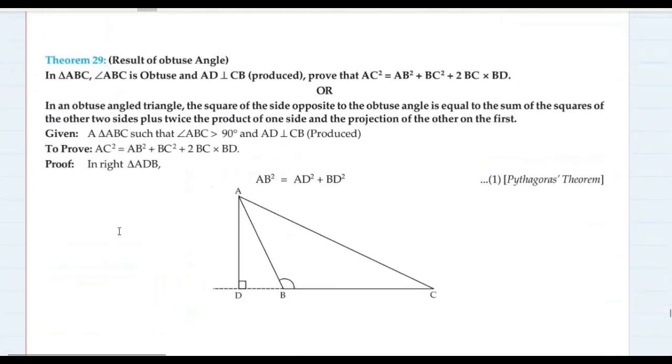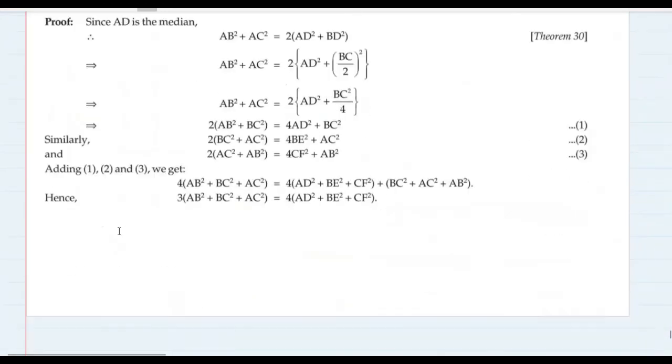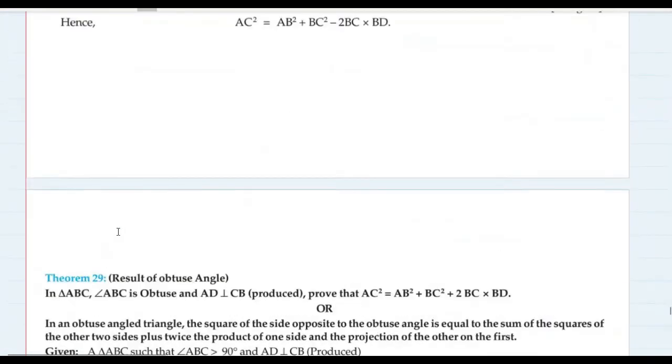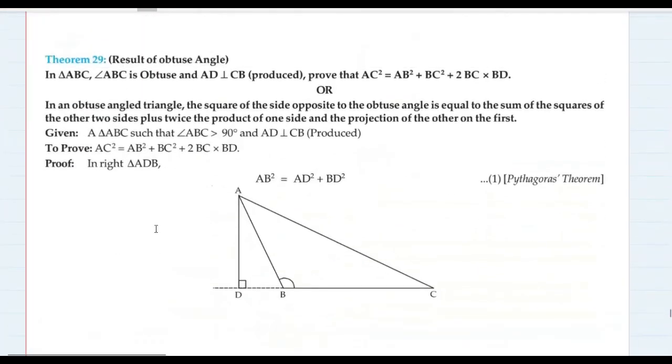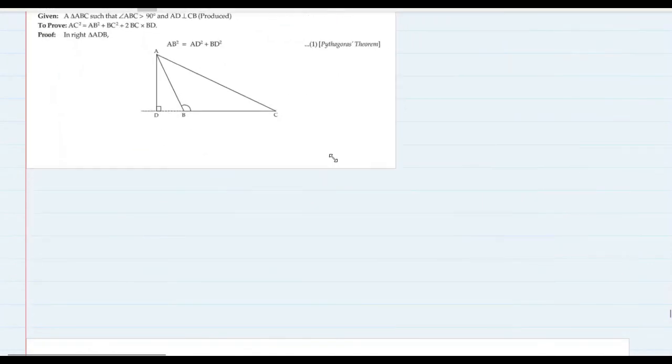How many results are there? This is 29, and then one more, and then one more, and no more. Oh my god, it's a huge chapter. I told you initially only. It's a very big chapter.